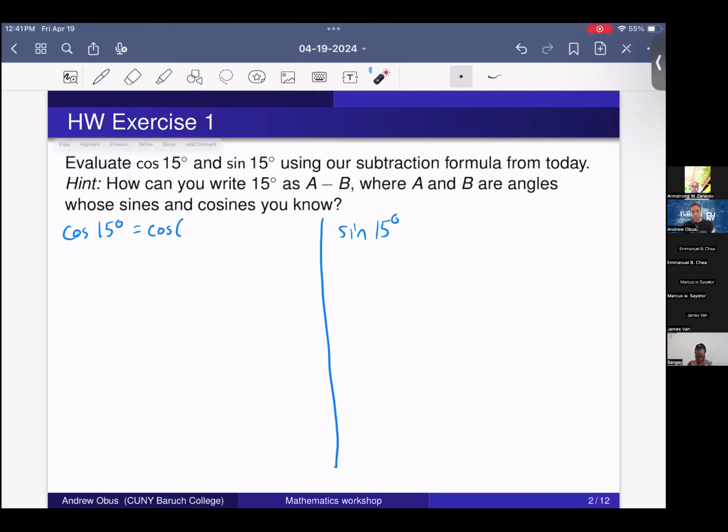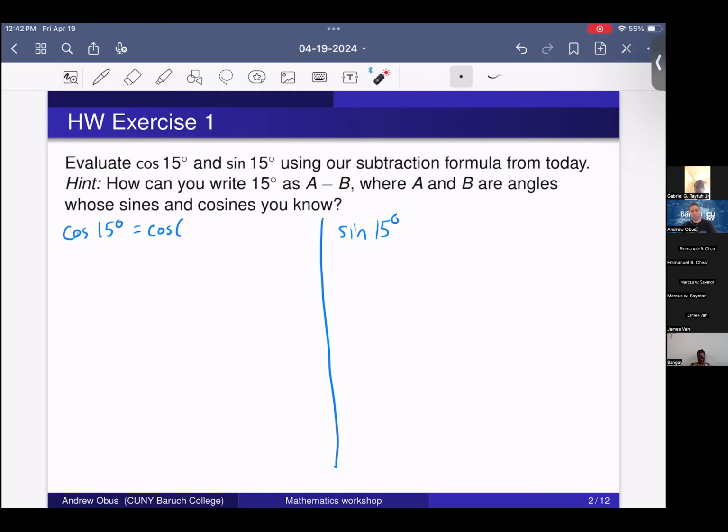So, because most people don't memorize cosine of 15 degrees. I haven't memorized cosine of 15 degrees. I don't know what it is. But I do know other angles whose difference is 15 degrees. So what could we use here for A and what could we use for B if we want A minus B to be 15 degrees?